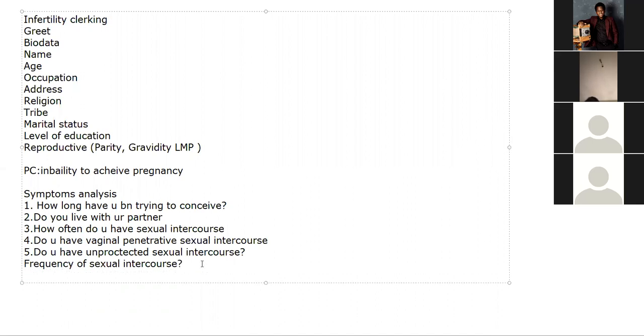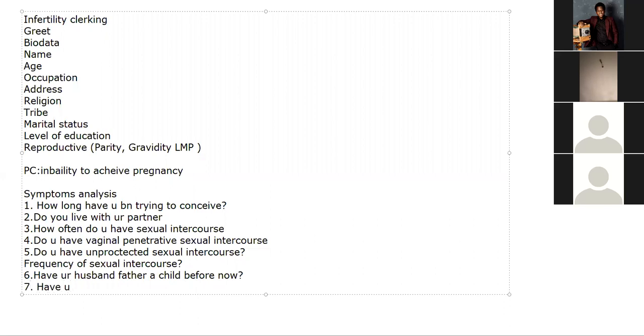Okay, yeah, very important. You want to ask, has your husband fathered a child before now? You want to ask, or the woman herself, you also want to confirm, have you had a child before now? Both of them, because there are different causes of infertility. There are male causes of infertility and there are female causes of infertility. So you want to rule both of them out.